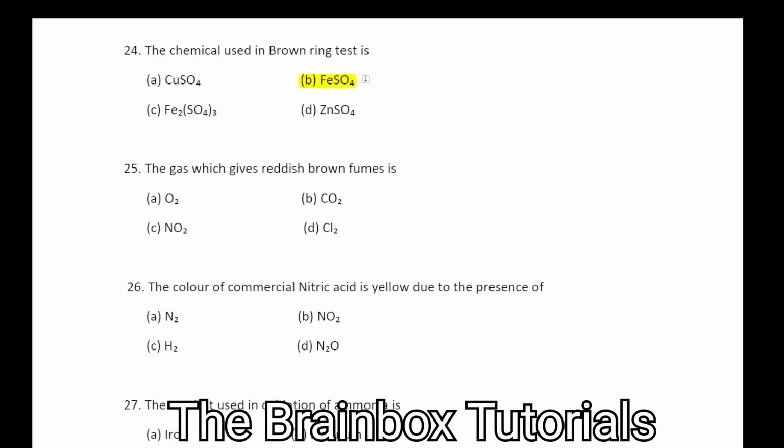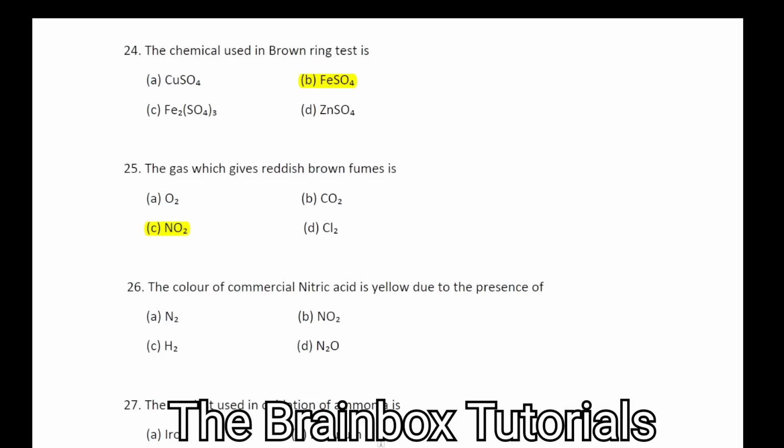Now number 25, the gas which gives reddish brown fumes is option A, O2 oxygen gas, option B, CO2 carbon dioxide, option C, NO2 nitrogen dioxide gas, and D is Cl2 chlorine gas. And the correct option is C, NO2 nitrogen dioxide gas.